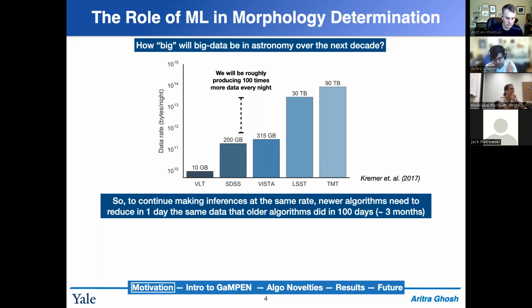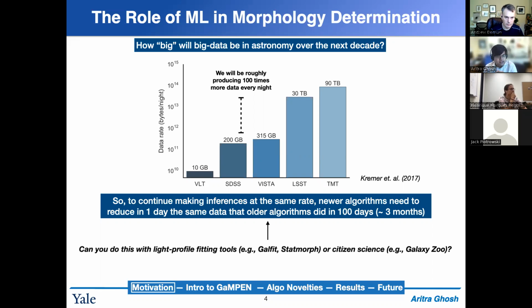So the question is then, can you do this with light profile fitting tools like GALFIT, StatMorph, or citizen science projects like Galaxy Zoo?